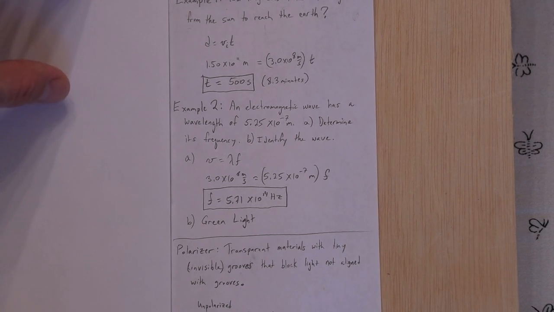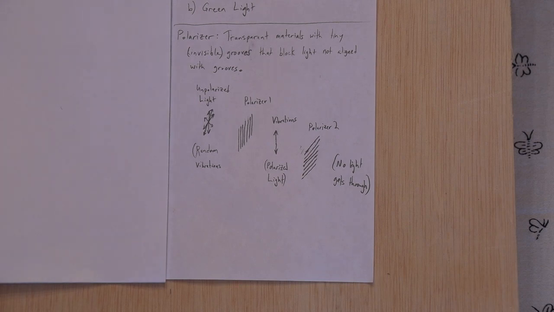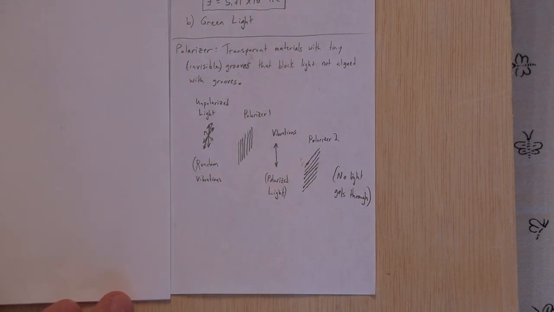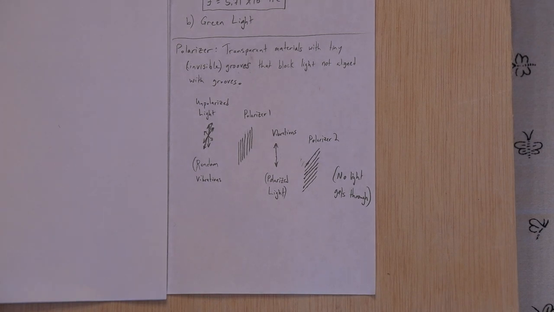The last thing, polarizers. Okay, so I forgot my 3D glasses downstairs. I totally forgot that I need them for the video. But basically, polarized, you've probably heard this. A lot of glasses are polarized. A polarizer is a transparent material with tiny invisible grooves that block light not aligned with the grooves.